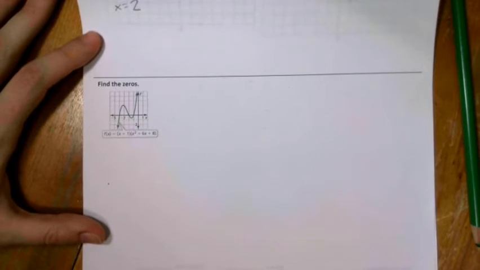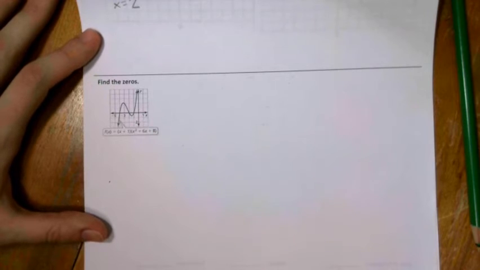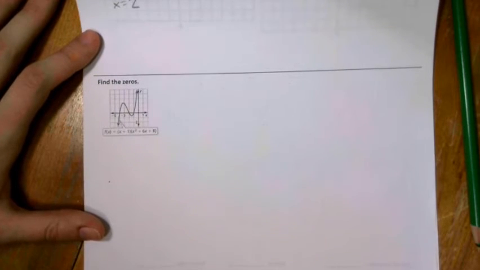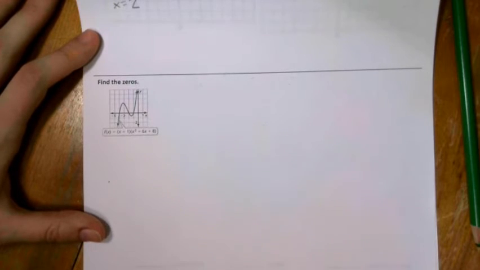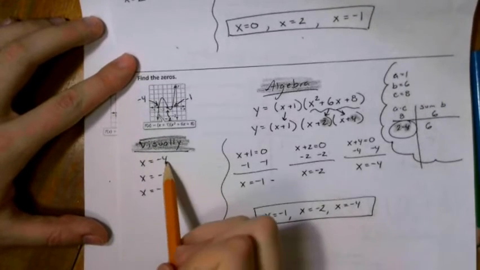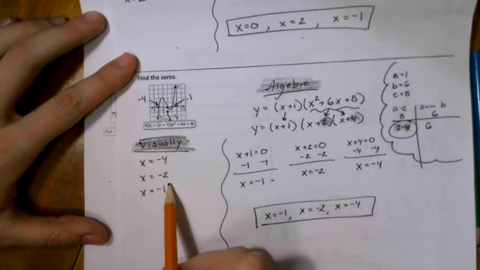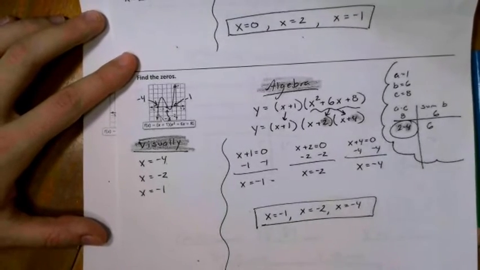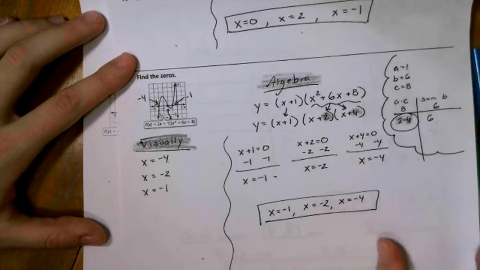I'm going to go over the answers. So start with this one. See if you can find the zeros. Just read the graph. Find the zeros. All right, visually, if you just looked at the graph, you would have found x equals negative 4, x equals negative 2, and x equals negative 1. Isn't that awesome? Here's the algebra for it in case you care. You get the same answers though.